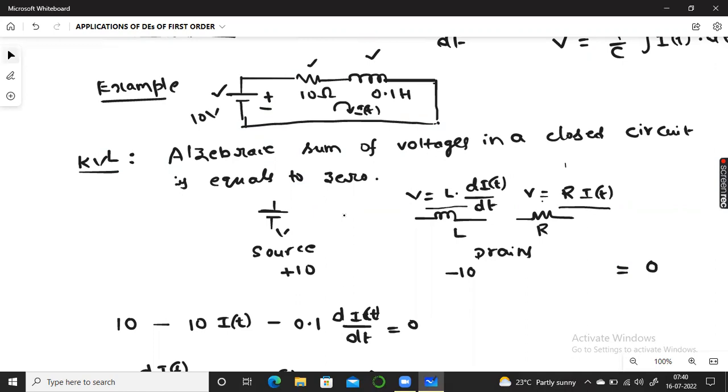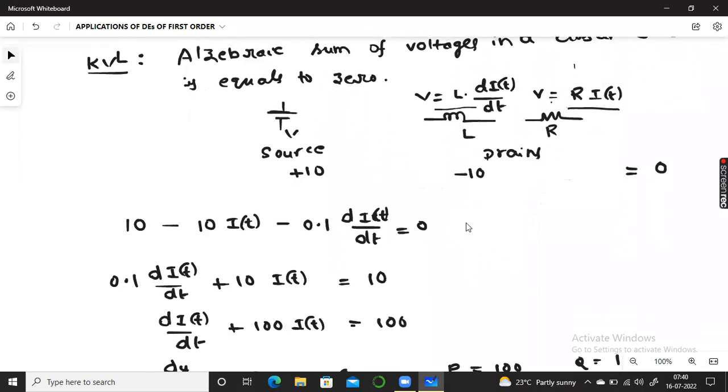And in case of a capacitor, we have seen already, but anyhow, in this problem, it is not there. If there is a capacitor also, you have to write the voltage equation: 1 by C into integration of I of t dt. So we know the given voltage, the voltage across the resistor, and the voltage across the inductor. So simply I have applied KVL.